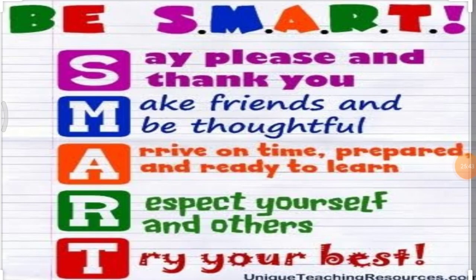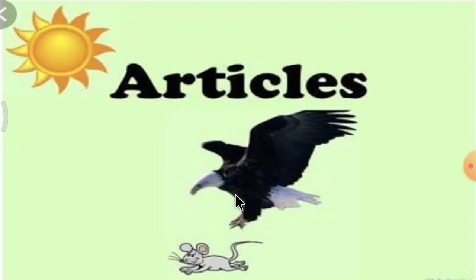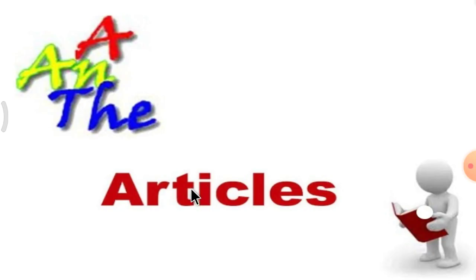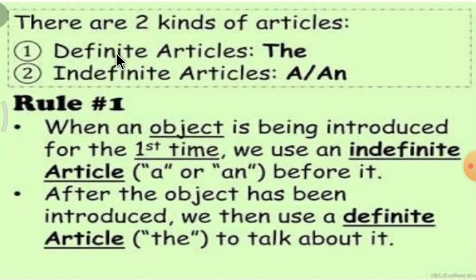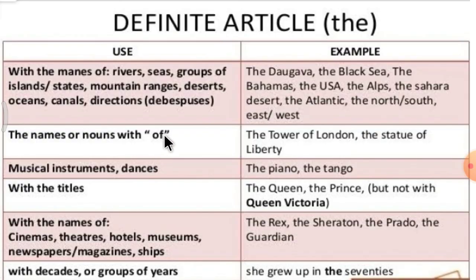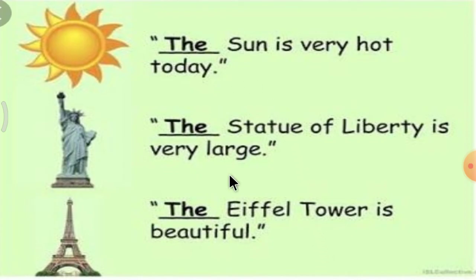We started our today's session with a beautiful thought, that is how to be smart. We learned the full form of SMART. Then we went through the chapter of articles explanation. Then we learned two types of articles, that is definite articles and indefinite articles. Definite article the, indefinite article a or an. Then we saw rules, rule number 1. Then we saw the use of the definite article and examples of that.